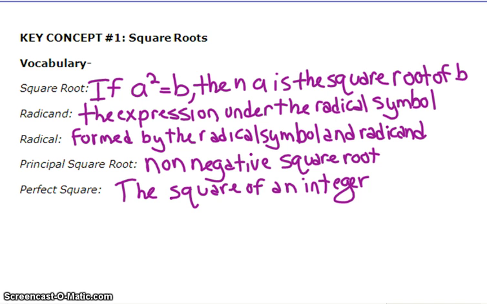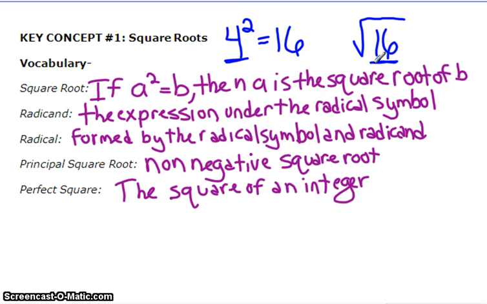The definition of a square root is if a squared equals b, then a is the square root of b. What that means is if you have a number, say 4 squared equals 16, 4 would be the square root of 16. Now a radicand is the expression under the radical sign. So here's the radical sign. The number inside here, the 16, would be the radicand.